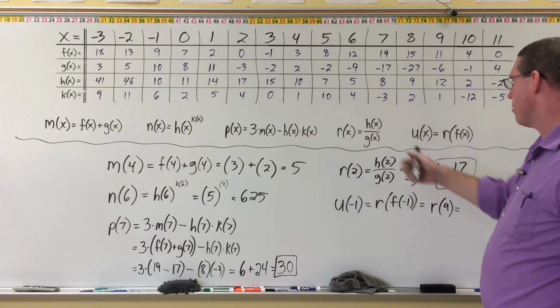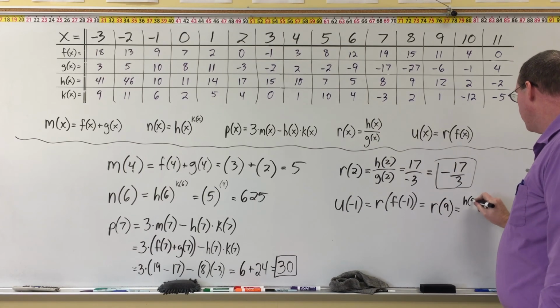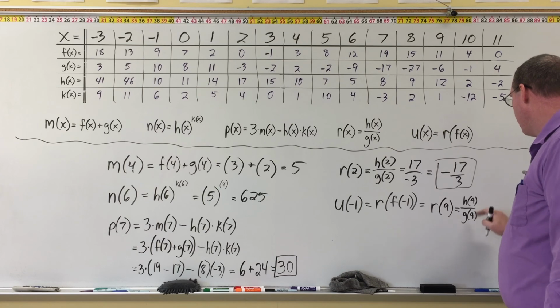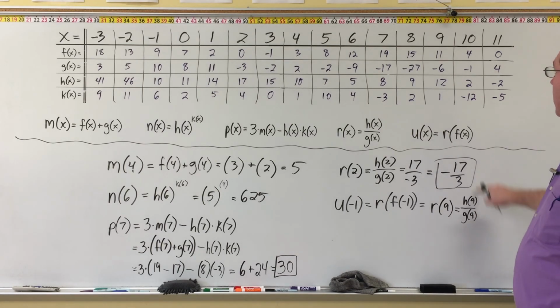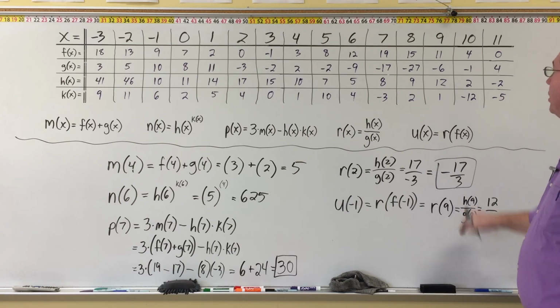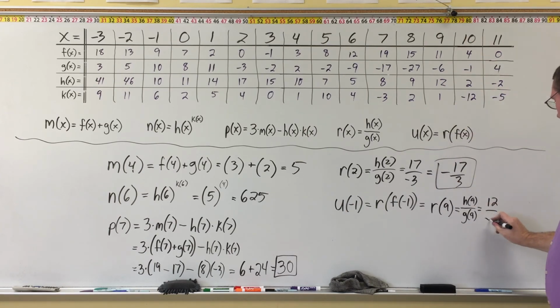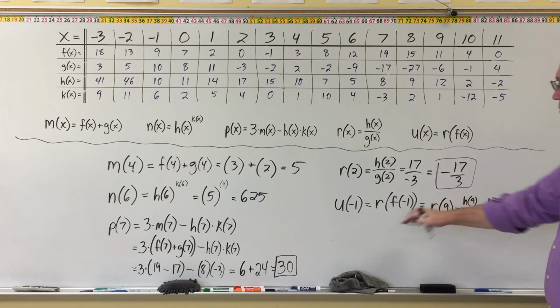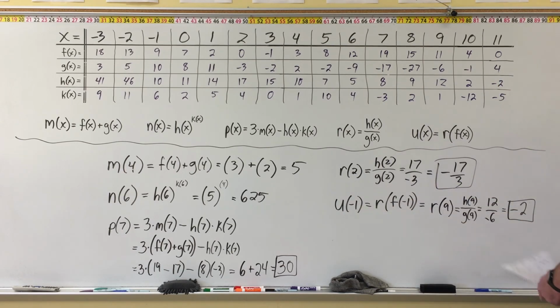We're just replacing these x's with a 9. So it's going to be h of 9 divided by g of 9. And h of 9 is 12. And g of 9 is negative 6. And 12 divided by negative 6 is negative 2. So the answer to u of negative 1 is negative 2.